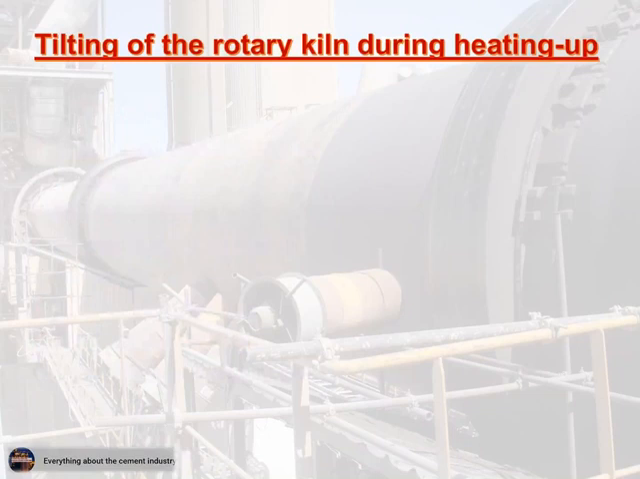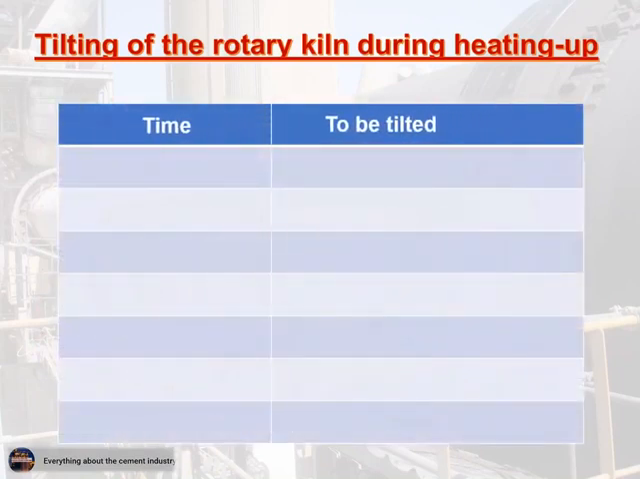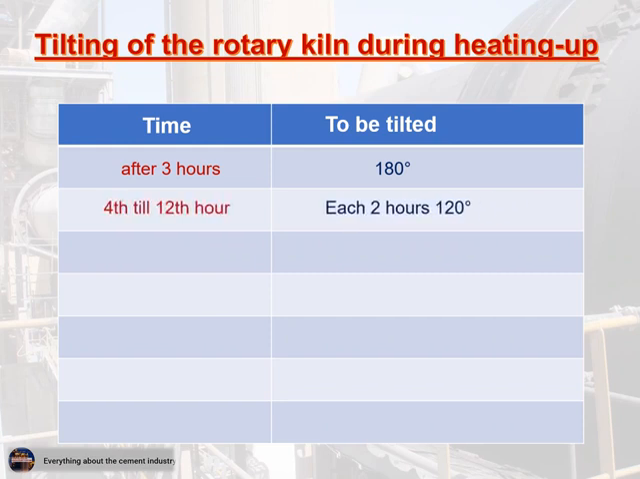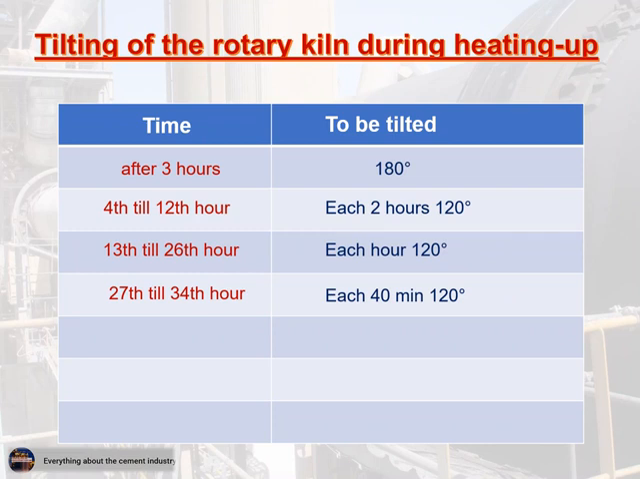Tilting of the rotary kiln during heating up. This table shows the timings. After 3 hours, tilting of the rotary kiln 180 degrees. From 4 till 12 hours, each 2 hours, tilting of the rotary kiln 120 degrees. From 13 till 26 hours, each hour, tilting 120 degrees. From 27 till 34 hours, each 40 minutes, tilting 120 degrees.